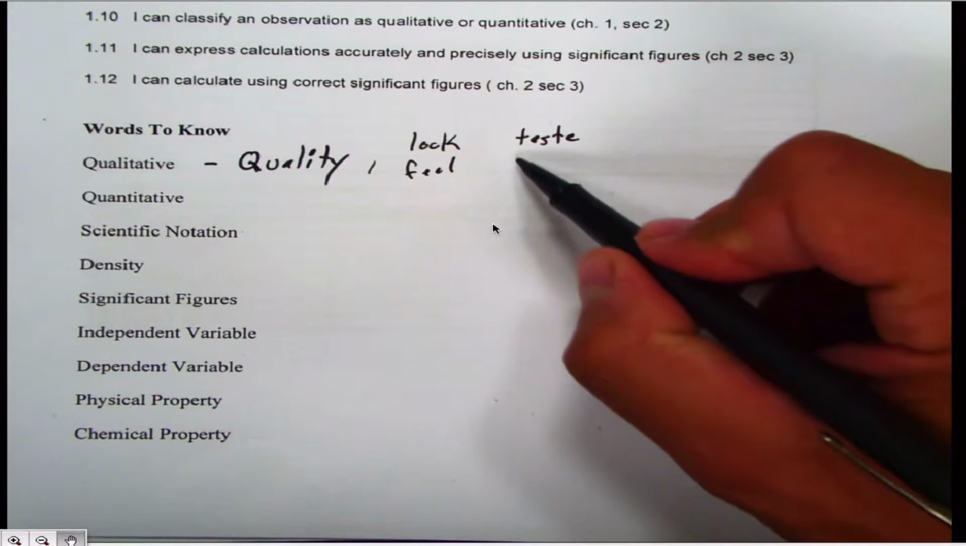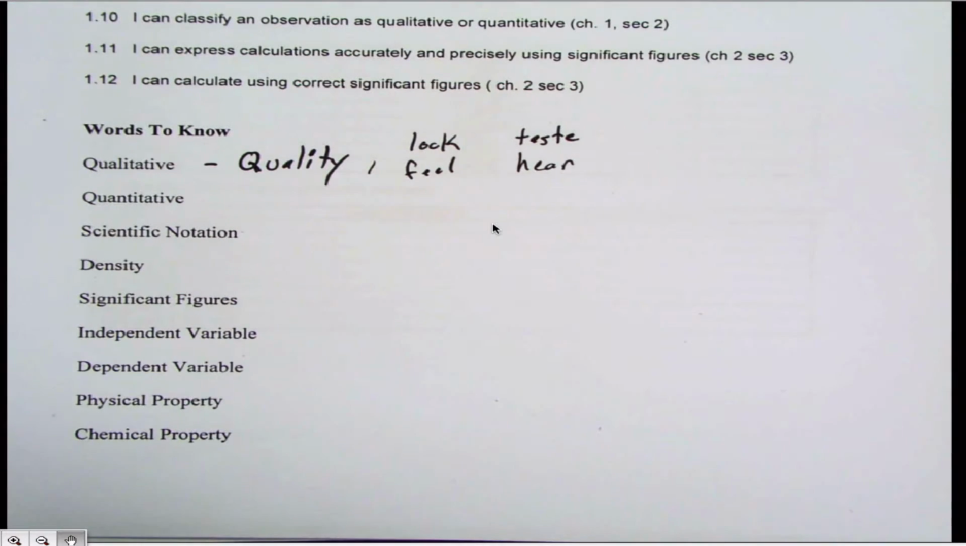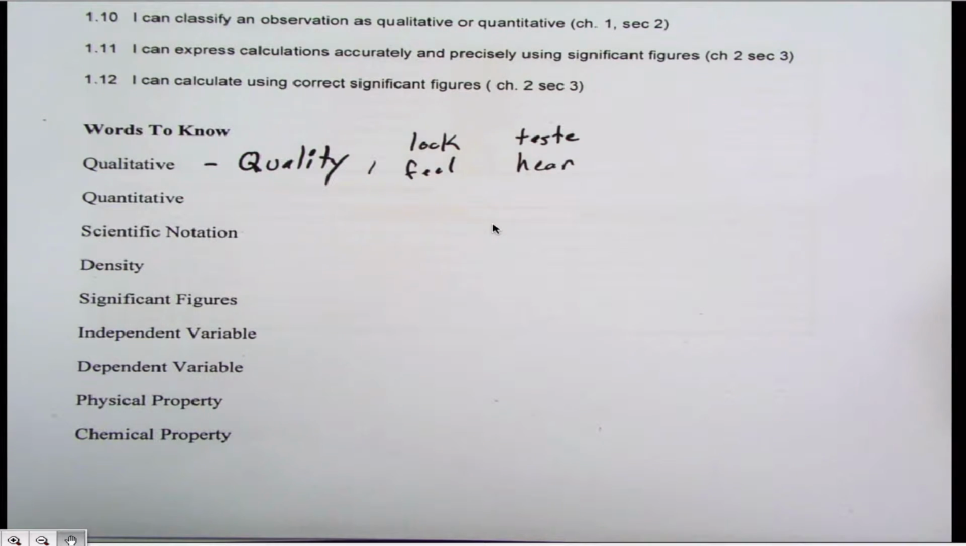Hear. When you're looking at something, is it making a noise? If you do a reaction, it could make a popping sound. It could sizzle. It could give off bubbles. So you've got to use your 5 senses for this stuff. We're talking qualitative, we're talking quality. Think like if you go to the grocery store and you want to pick out a good watermelon. You look at the quality of it, the color, the texture, the feel, and some people even tap it to see how it sounds.